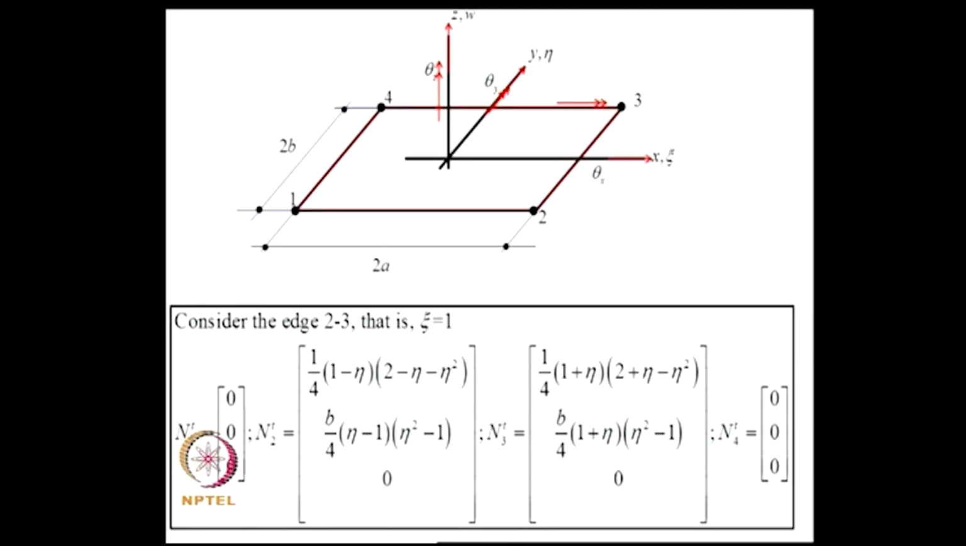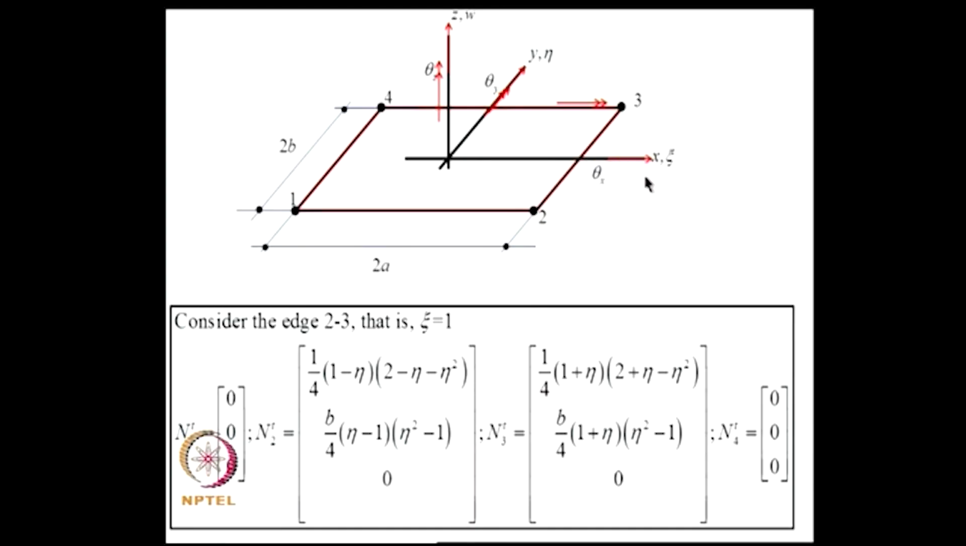Now, I raised this question of whether the element is conforming or not. So, how do we verify that? Let us consider the edge 2 3, that is xi equal to 1. Along this edge, I will compute W, theta x and theta y and see what happens to these quantities across the edge 2 3 if I were to add one more element here.